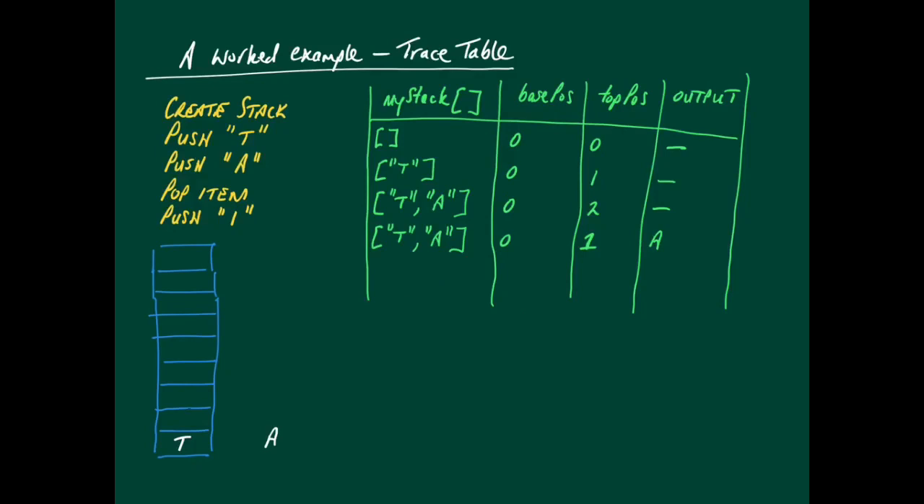And then lastly, we're going to push item I onto the stack. That puts the letter I at position 1, which is top position, and then increments it by 1. And because we're pushing, there's no output. Essentially, that's a very quick worked example showing how the pseudocode would be executed in the program.